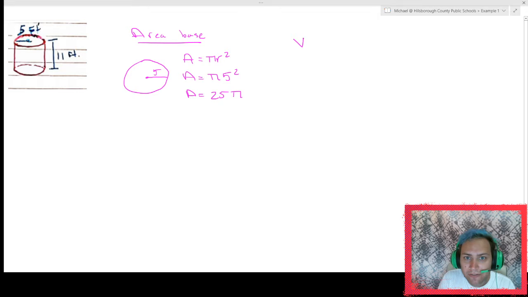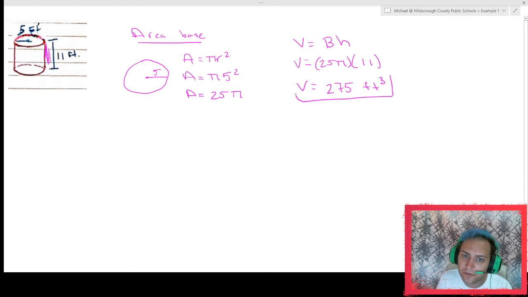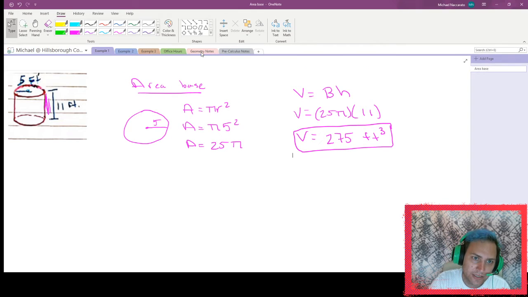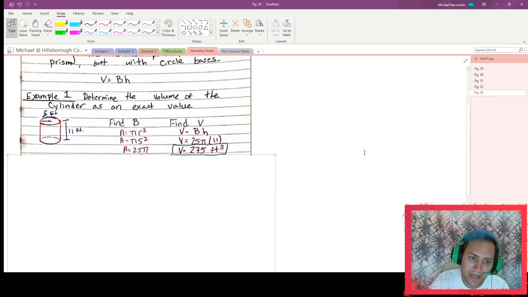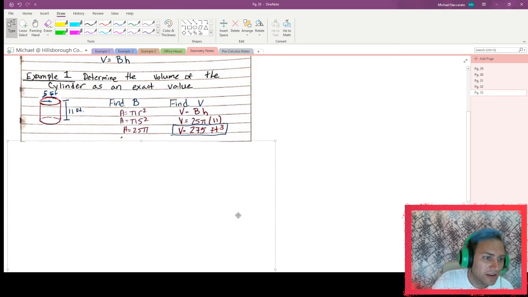So then I come over here, and for my volume, I do volume equals big B times h. So I end up with volume equals big B we just said was 25 pi. And the height, or the distance between the two circles, is right here, 11 feet. So I'd multiply that together, and 25 times 11 is 275. And again, we're going to use our units cubed because it's volume. Done. Just like that. All right, so there is my prettier version, all worked out in pen with my favorite colors. All right, go ahead and pause that if you need it.